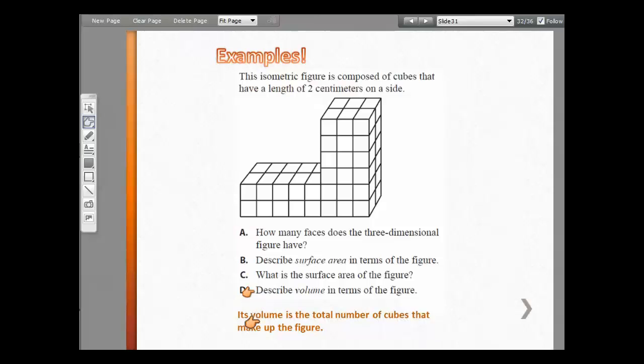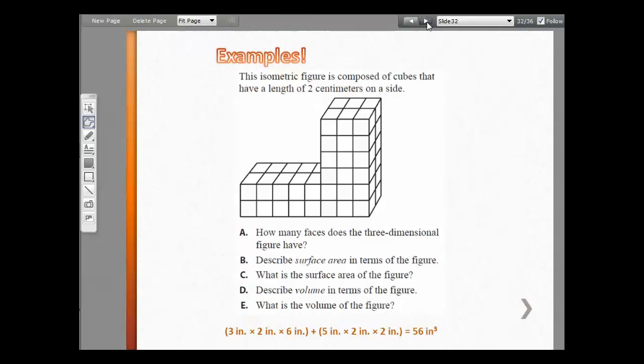Okay, D says describe the volume in terms of the figure. Now when it says describe, that means give me a verbal description. Don't do the math, tell me verbally. Well, in this picture, and in all pictures, the volume is the total number of cubes that make up the figure. Sometimes you don't have cubes, but we'll talk about that when we get to it. What is the volume of the figure?